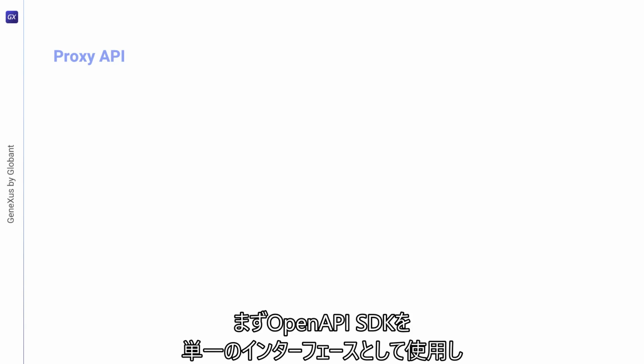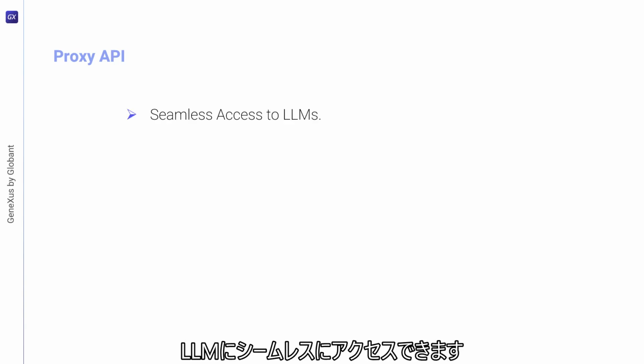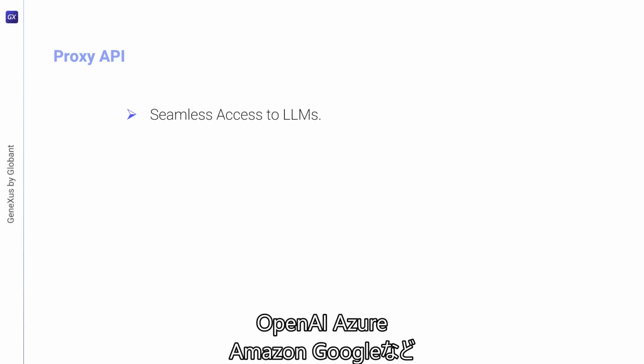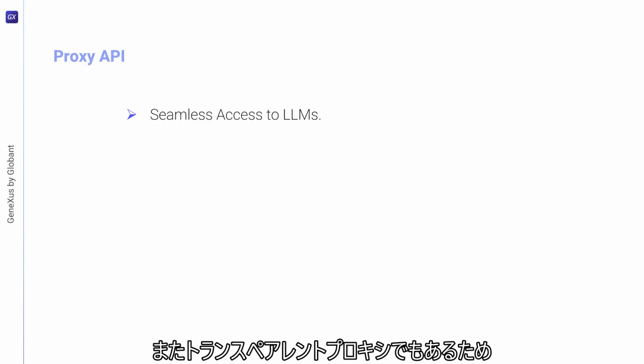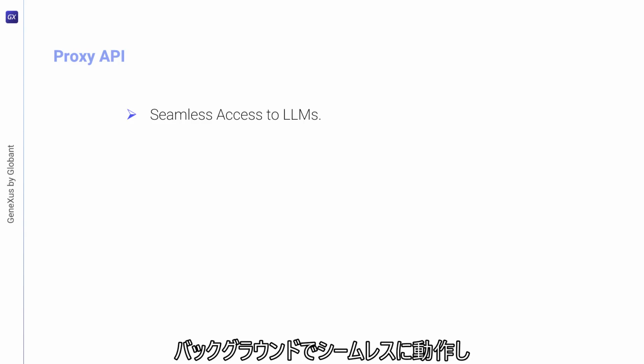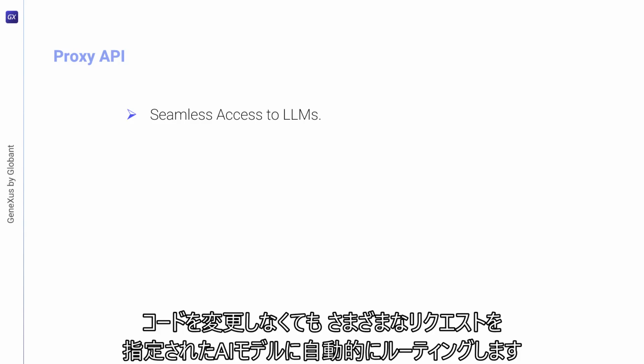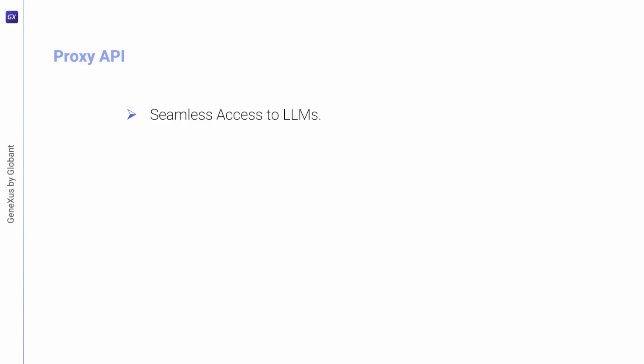Let's take a look at its standout features. First of all, seamless access to LLMs. With the OpenAPI SDK as a single interface, you can get immediate access to a wide variety of supported LLMs, including those from OpenAI, Azure, Amazon, and Google. It's also a transparent proxy, as it works seamlessly in the background, automatically routing the various requests to the designated AI models, and without the need for code changes.